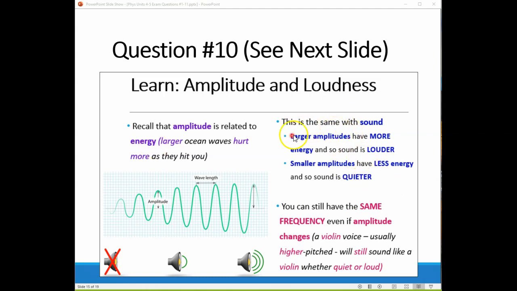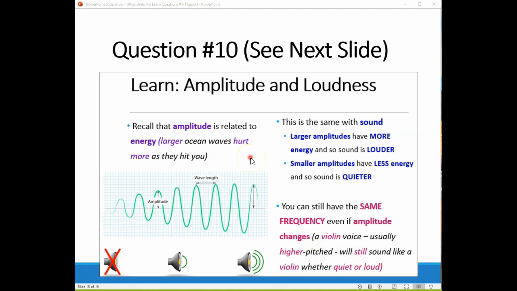So this is also true with sound. The larger your amplitude, the more energy something has, and so it sounds louder. Whereas the smaller the amplitude, or the height of the sound wave, the less energy it has, and so it sounds quieter. Again, you can still have the same frequency even if your amplitude changes. You could be playing the violin, which is high pitched, but depending on its amplitude, it could be quiet or loud.